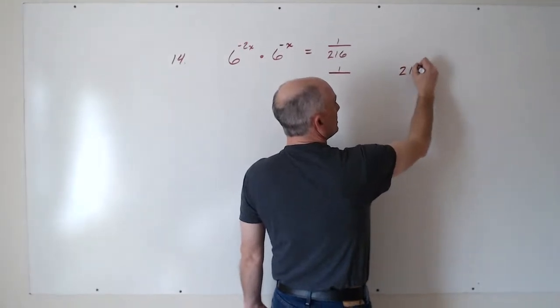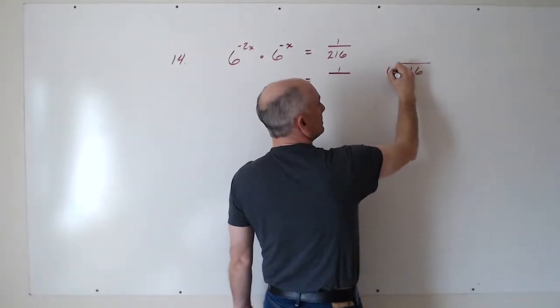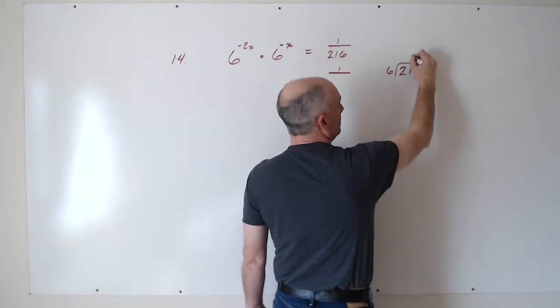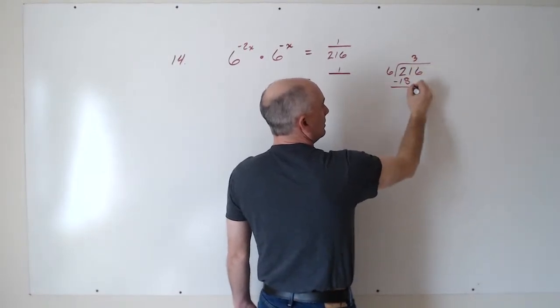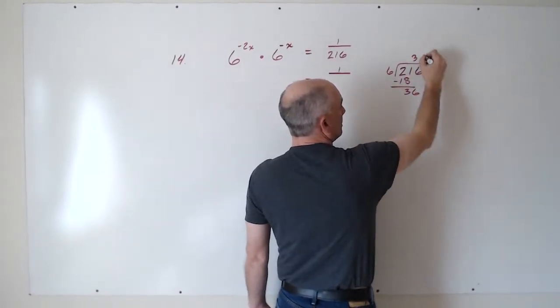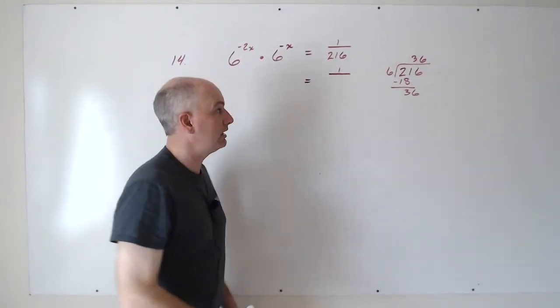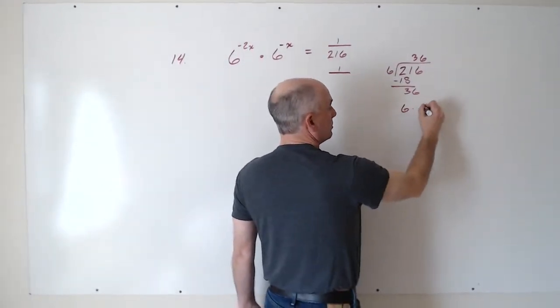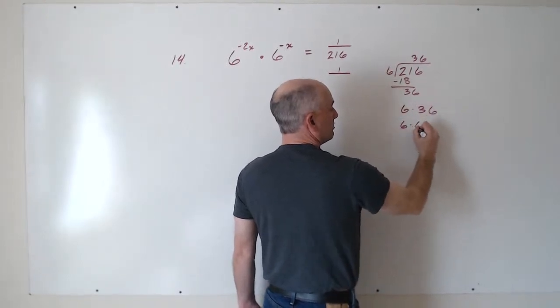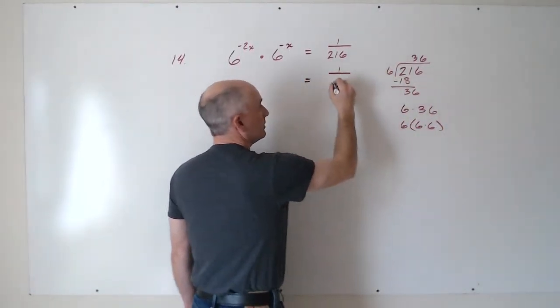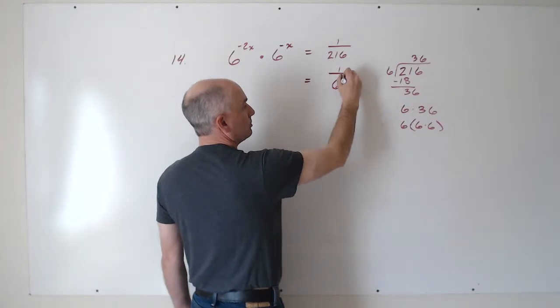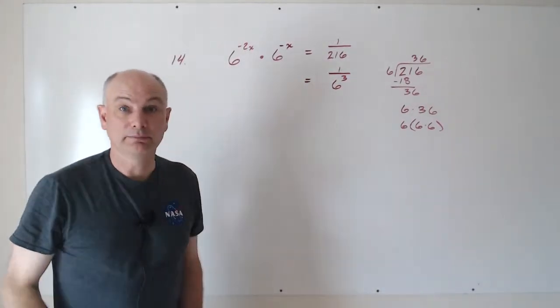Looking at 216, I think I'm going to divide that by 6, and let's see what we get. 6 times 3, that's 18. We get a 36, 6 times 6. So that's essentially 6 times 36, or 6 times 6 times 6. So we could say that would be 6 to the third power.